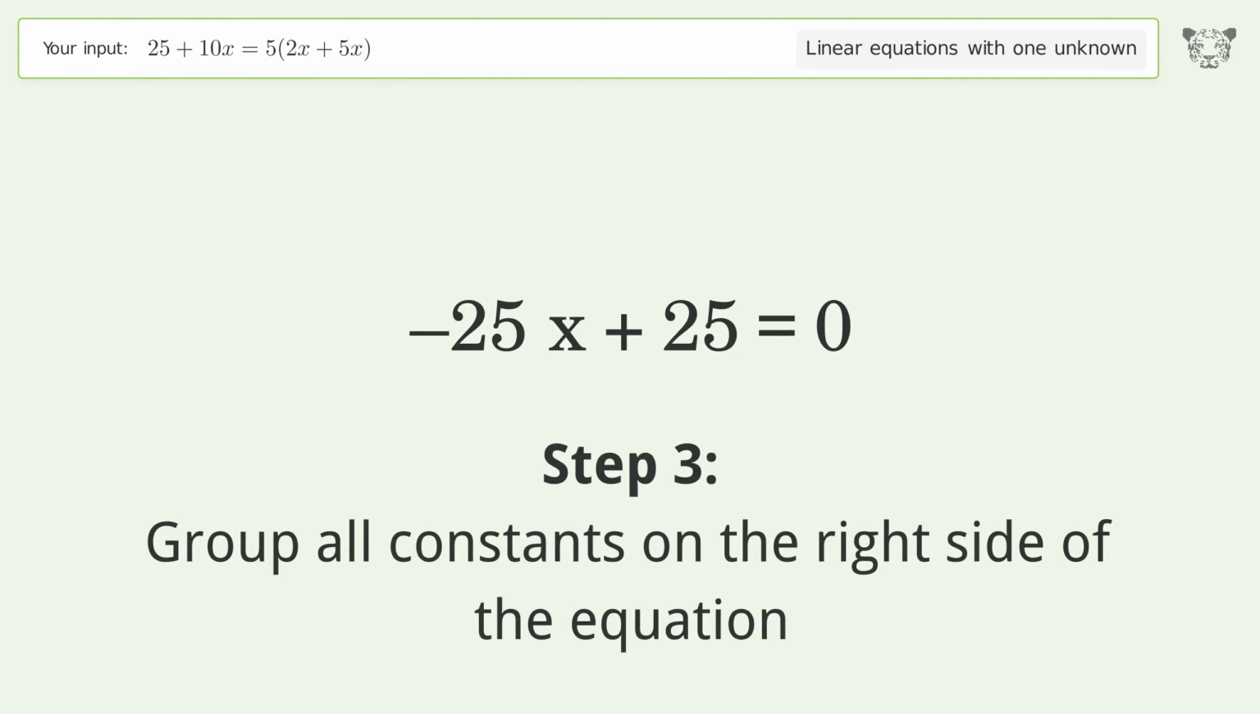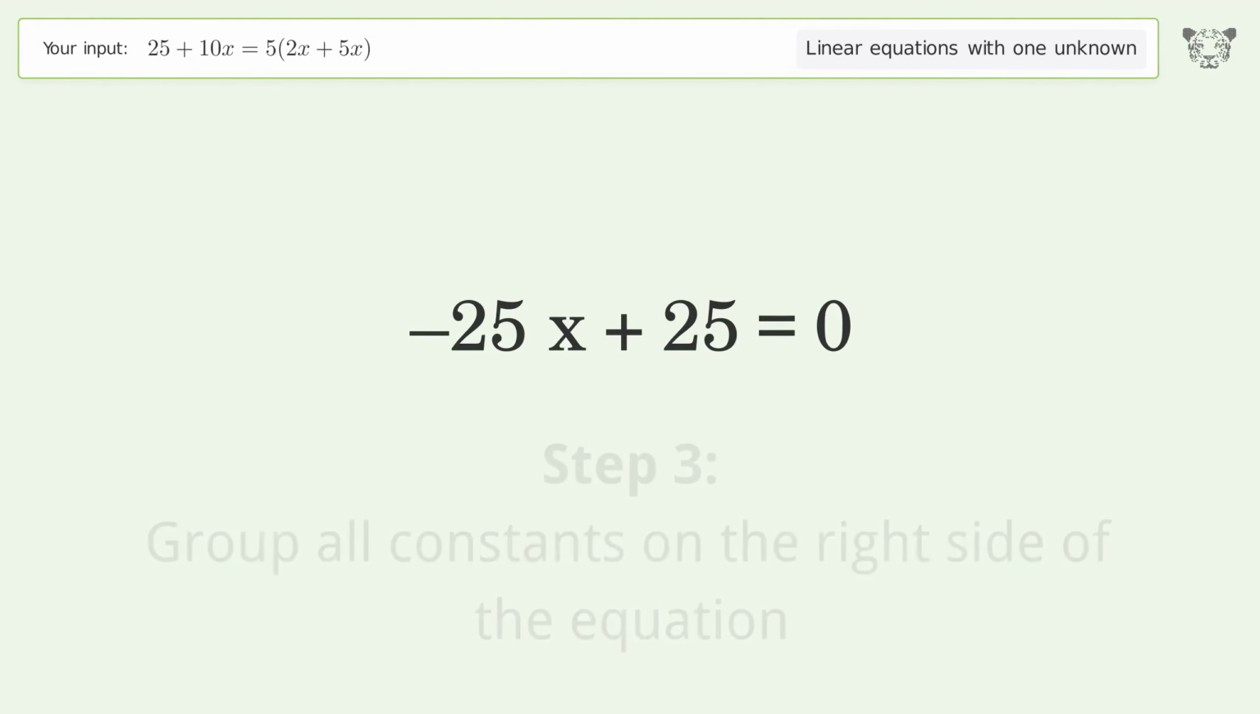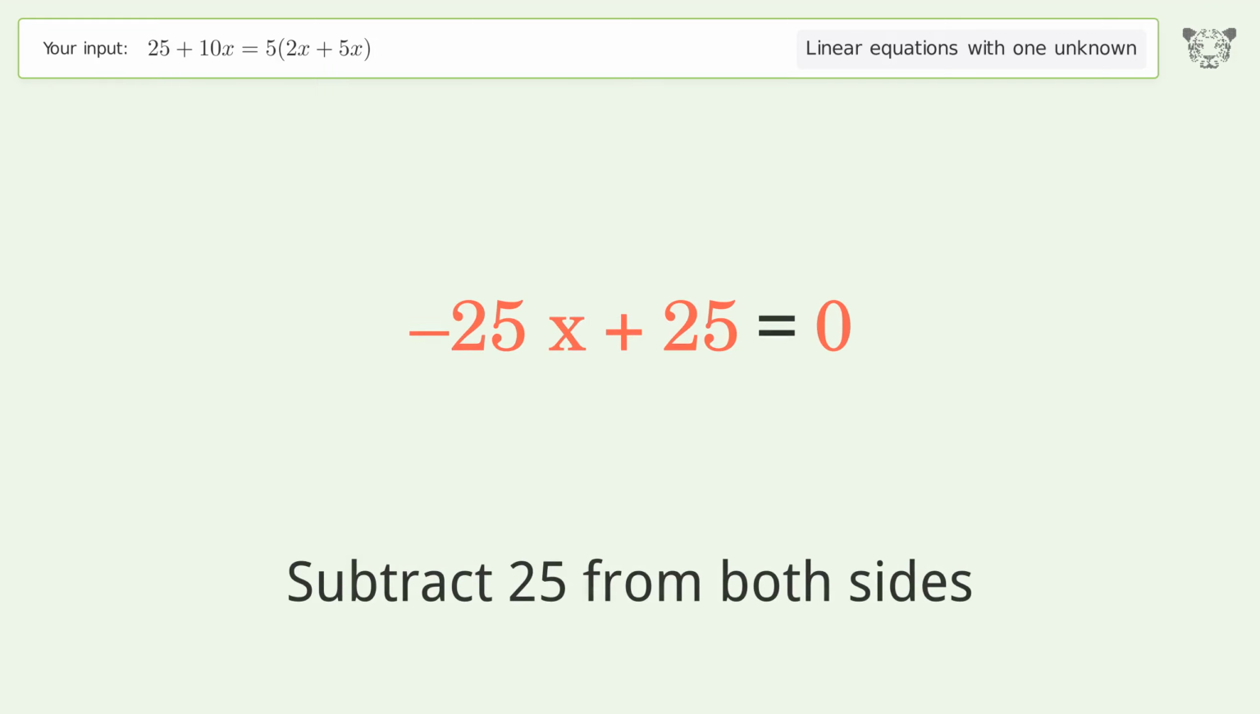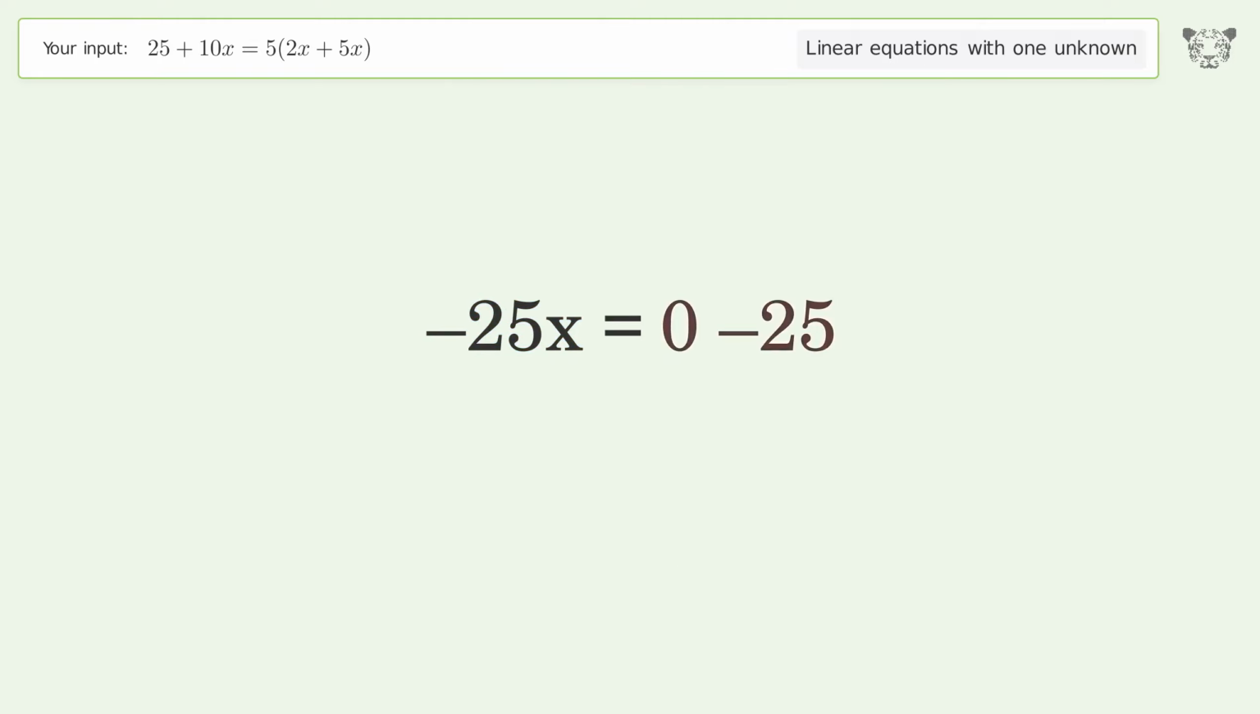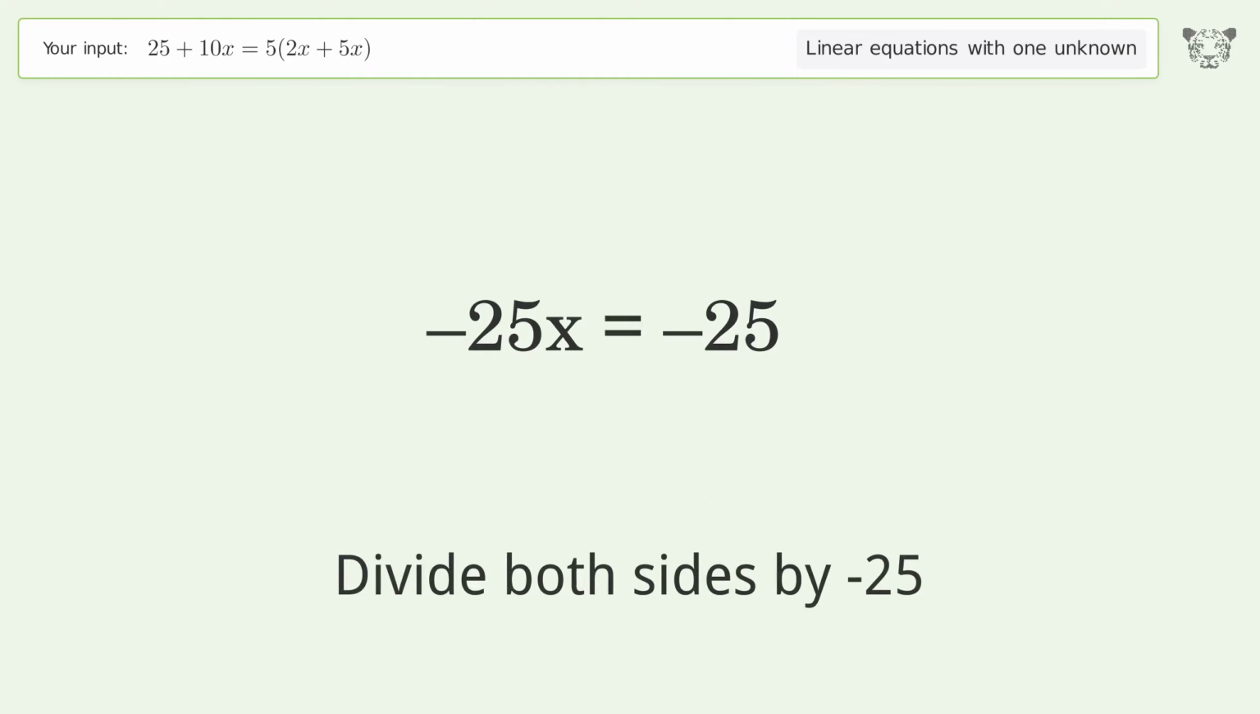Group all constants on the right side of the equation. Subtract 25 from both sides. Simplify the arithmetic. Isolate the x. Divide both sides by -25.